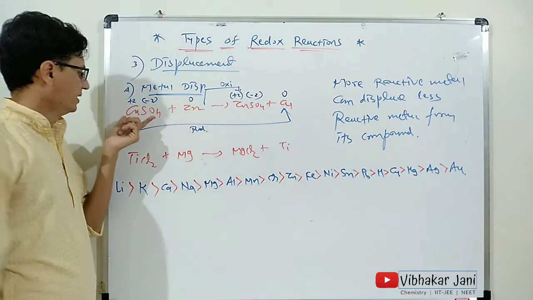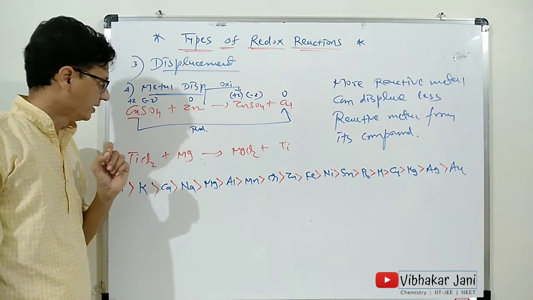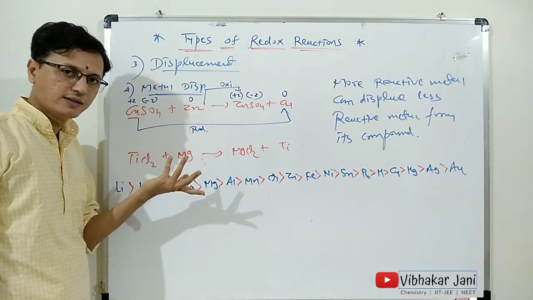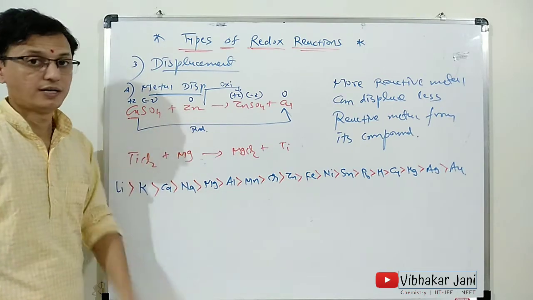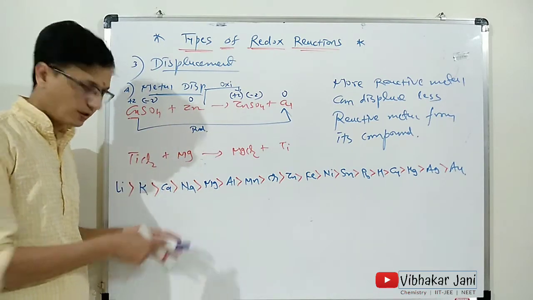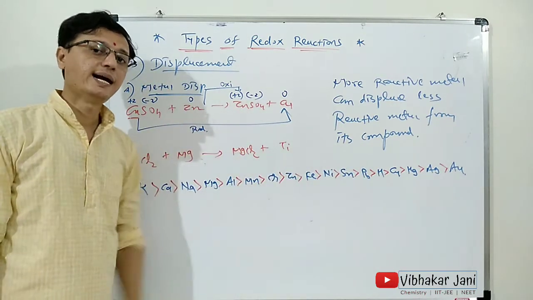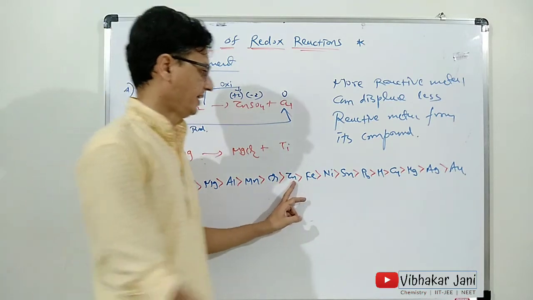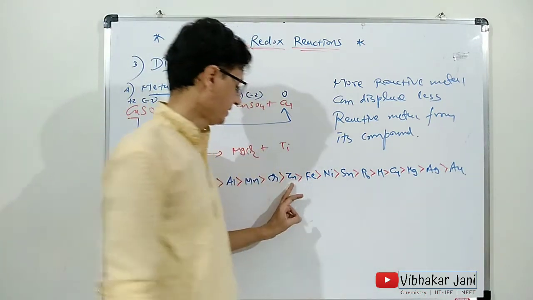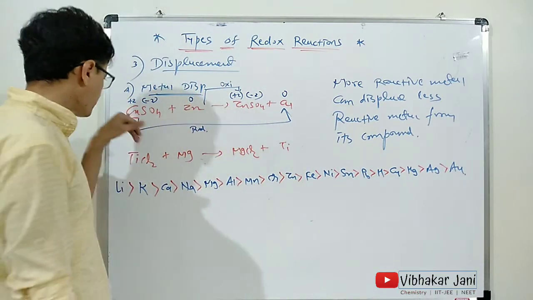Now here we have compound of copper sulfate and zinc is reacting with it. Now compare copper and zinc. Which is more reactive? The metal which comes first in the series is more reactive, and which comes last is less reactive. So here, zinc and copper. Zinc is more reactive than copper. So obviously zinc will displace copper.